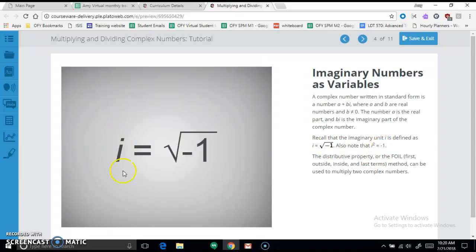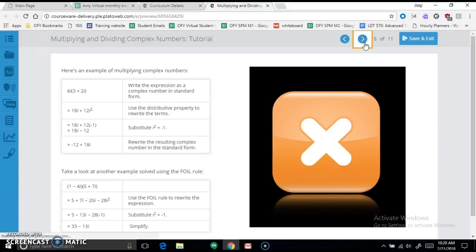And so we're pretty much going to be treating i like a variable, just like x, every time we multiply and divide. But at the end, when you get your answer, if there's any i squareds, we're going to just change that to -1. And so it's pretty simple.